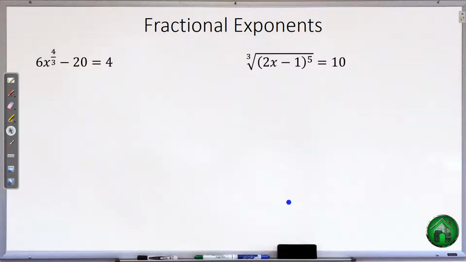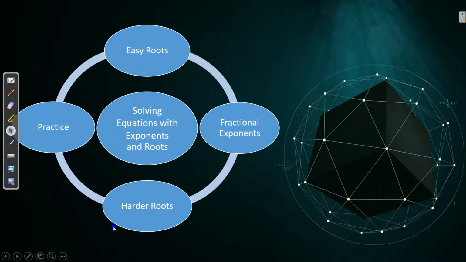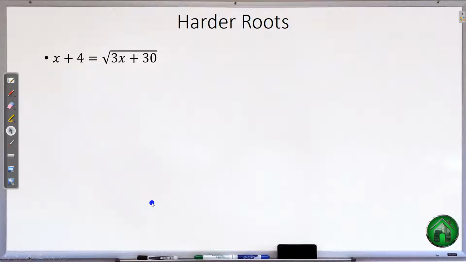All right, we got one more to look at. Sadly, it's the hard one. How do we take care of harder square root problems? So here we've got almost as hard as it gets. We've got a square root on one side but no square root on the other, and that actually makes this harder. But we do need to get rid of that square root, so that is our first order of business. We're going to square that square root.